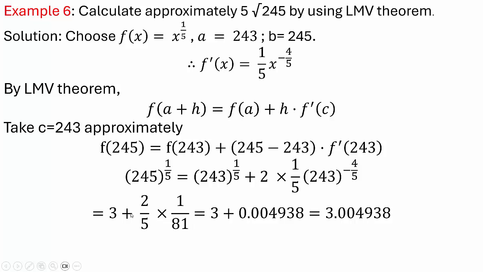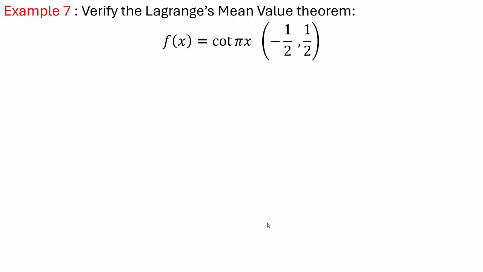If we calculate this, 3 plus 2 by 5 into 1 by 81, we will get 3 plus 0.004938, and the final root is 3.004938. Seventh example. Verify Lagrange's mean value theorem for f(x) equals cot of pi x in the interval minus 1 by 2 to plus 1 by 2.